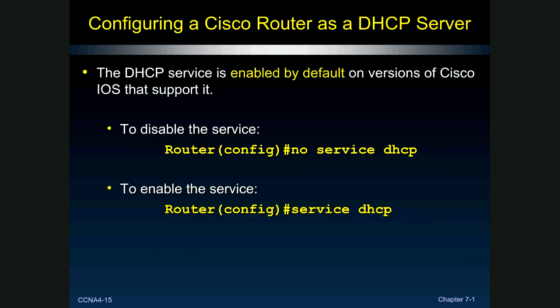It's on by default, and it's supported on all versions of Cisco IOS. If I don't want it running, I can type the command from global configuration mode, no service dhcp, and that will disable the service. If people are relying on my service, they will no longer get renewals and they will no longer be able to get addresses in the morning. If I want to turn it back on again, which is the default, just type the command service dhcp, and that'll turn it on.